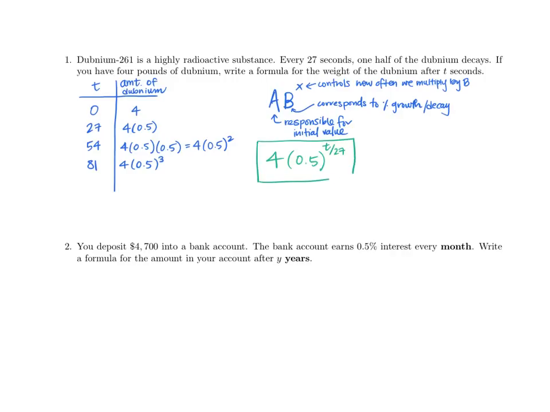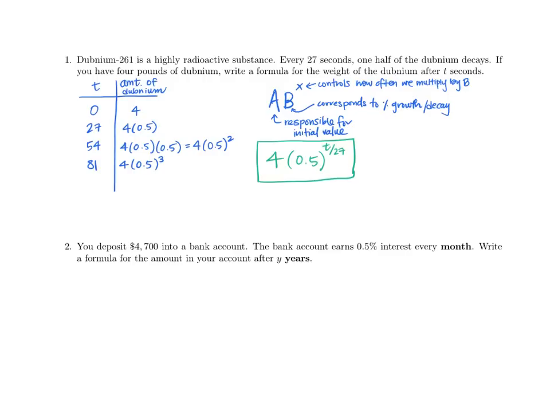In case you're still skeptical as to whether that is our answer, you can take a second and start to plug in all these values in our table to make sure it's correct. If we plug in 0 for t, this zeroes out the whole exponent, this turns into 1, this whole thing evaluates to 4. This statement is correct. If we plug in 27 for t, this exponent becomes 1. We're now taking 4 and multiplying it by 0.5. This statement is correct. When we plug in 54, we now have 2 up in the exponent. We have 4 times 0.5 squared. This statement is correct. Same thing for 81. This becomes 3, and this statement is correct. And so this is going to be our formula for the weight of the dubnium after t seconds.